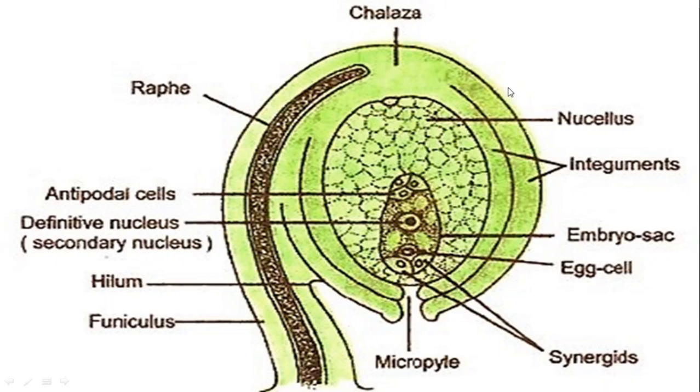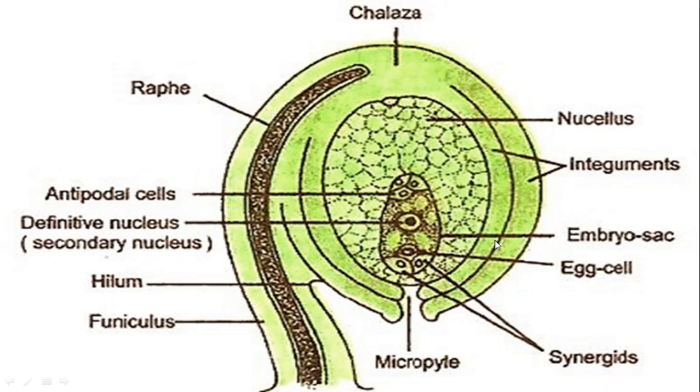Now come to the most important part of the ovule. Here you can see that there are two integuments, so two layers are there. This is the outer integument and this is the inner integument. These two integuments develop into the seed coat. The outer integument develops into the testa and the inner integument develops into the tegmen.